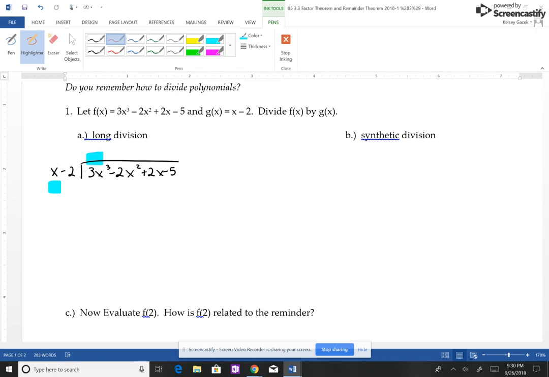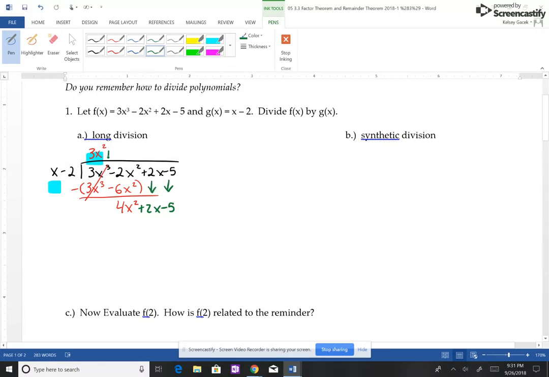So to do that, I know I'm going to take 3x squared, and if I multiply that by x, that's going to equal 3x to the third. Well, if I take that 3x squared and also multiply it by that negative 2, I get negative 6x squared. And now I'm going to subtract both of those. That equals 0. Negative 2x squared minus negative 6x squared is equal to a positive 4x squared. And then we bring down our other remaining terms, and we repeat the process.